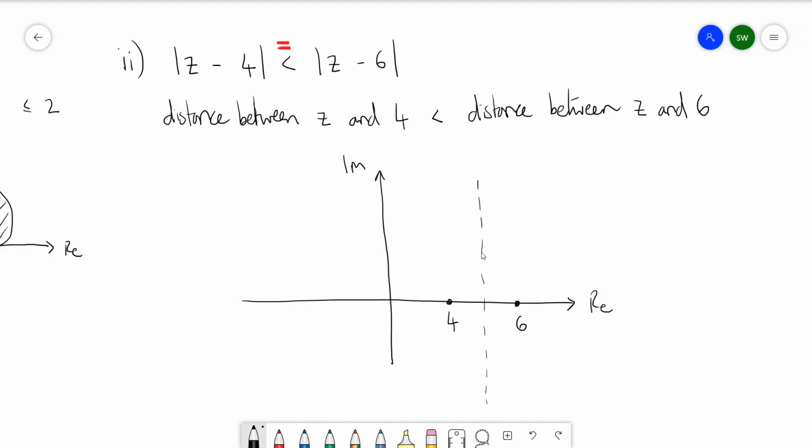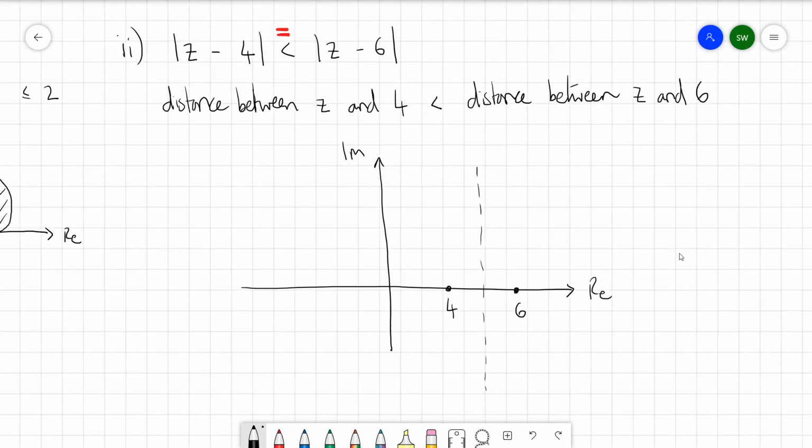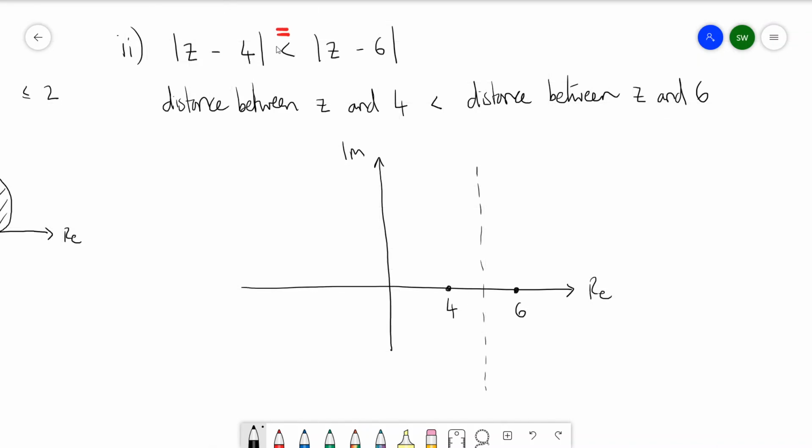Okay, I'm going to draw it dotted for now. And if we had this modulus equals this modulus, then we would just draw a solid line down the middle of these two, and that would ensure that the distance to 4 is the same as the distance to 6. Well, we don't actually want to be on that line, we want to be closer to 4. So you can see that these points to the left of this dashed line are going to be closer to 4 than they are to 6.